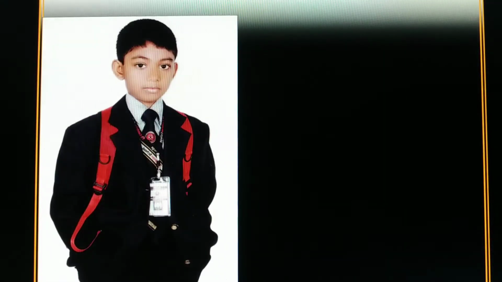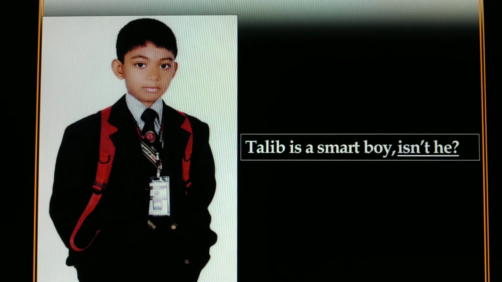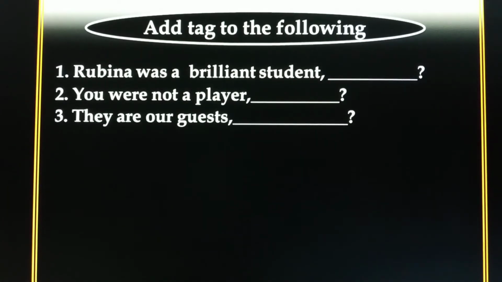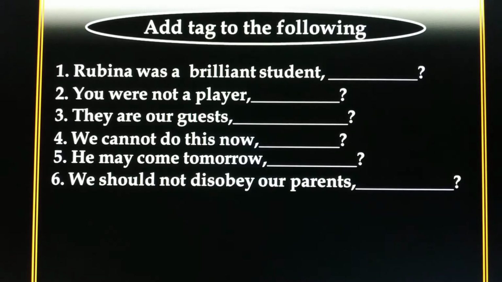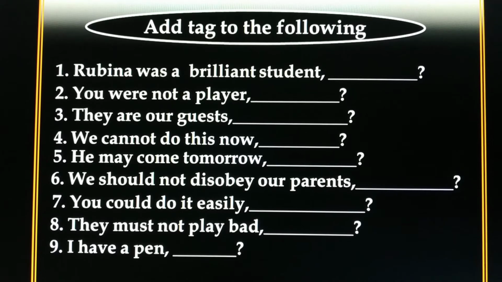Now let's see another example. Talib is a smart boy, so our tag question will be isn't he. Let's do some exercise. Add a tag to the following statement. Rubina was a brilliant student. What will be the tag question? I am giving you some more statements. Now you can add some tag questions. You can write all this down on your paper and complete it.